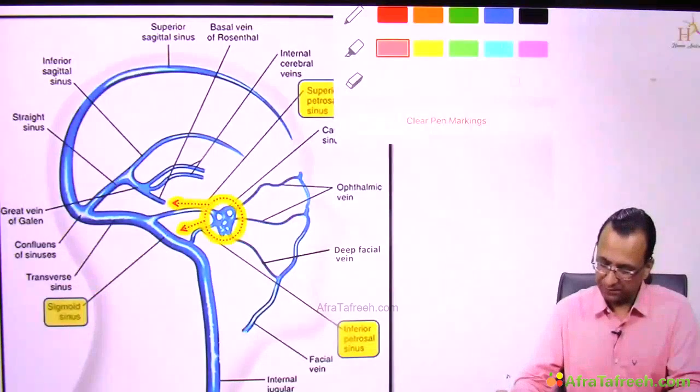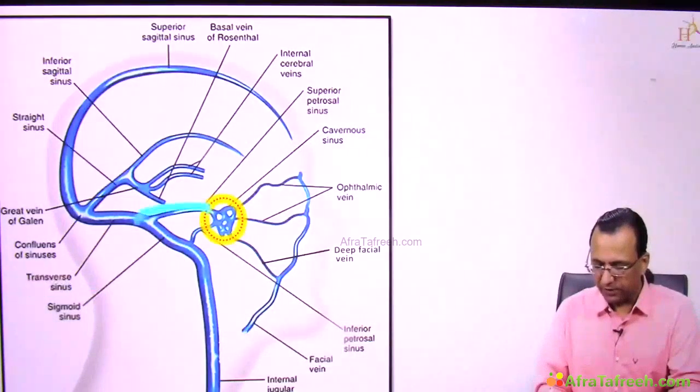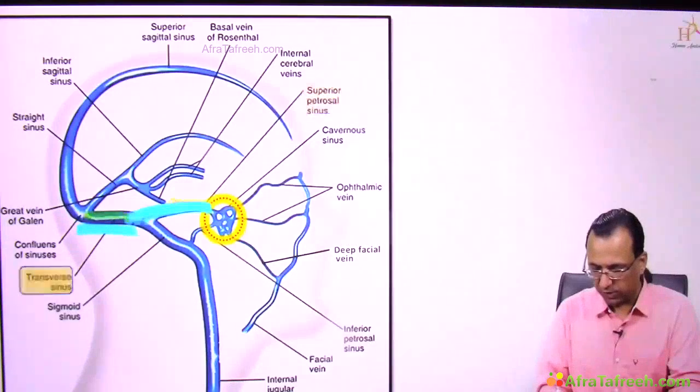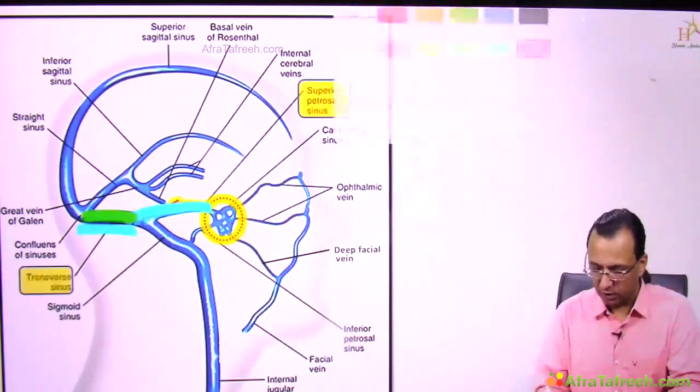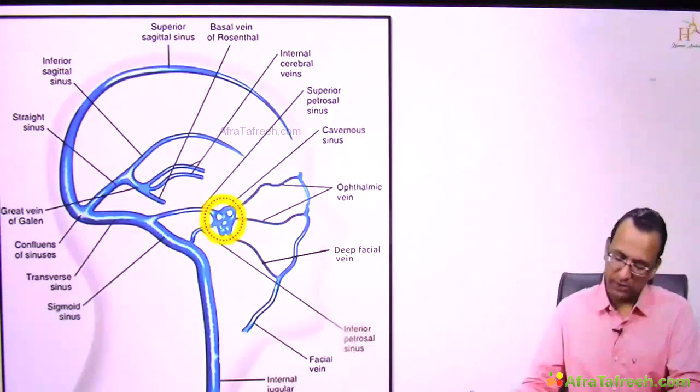Understand that the superior petrosal sinus will drain into the transverse sinus. So this is the transverse sinus, and this is the superior petrosal sinus. So superior petrosal sinus drains to transverse sinus, not the sigmoid sinus. Then where is the inferior petrosal sinus draining?